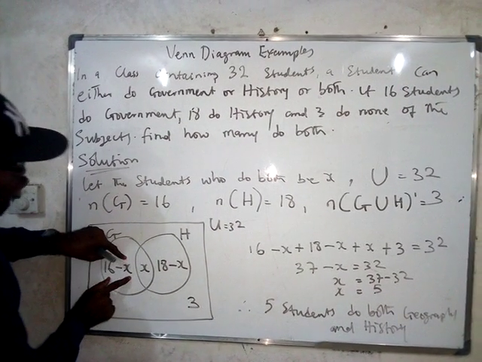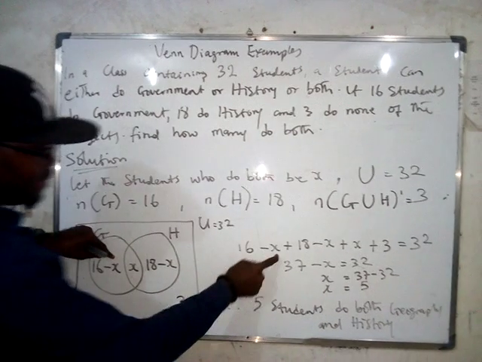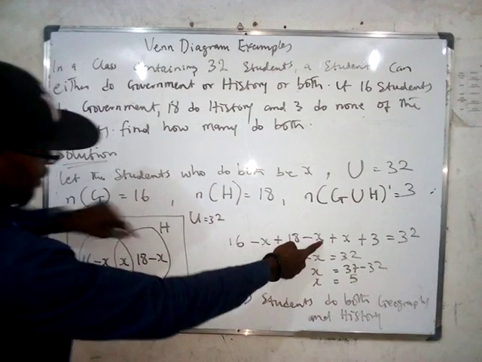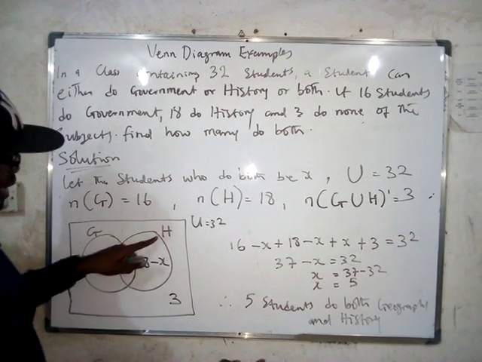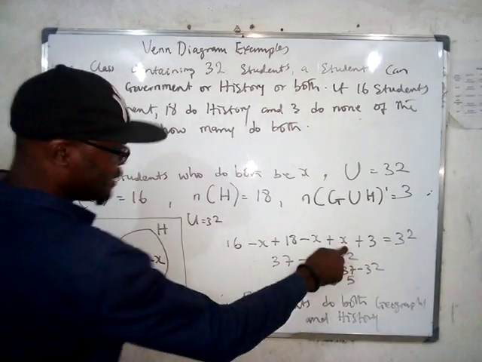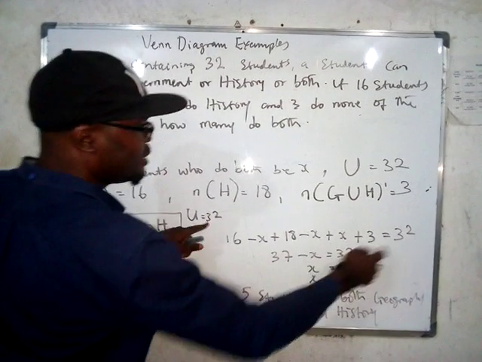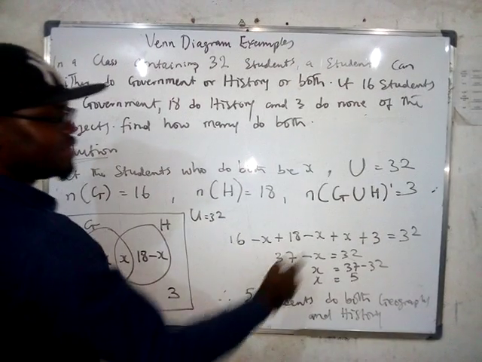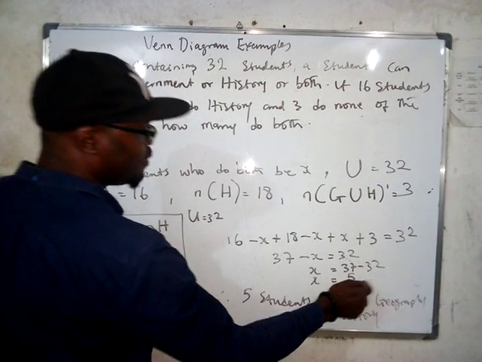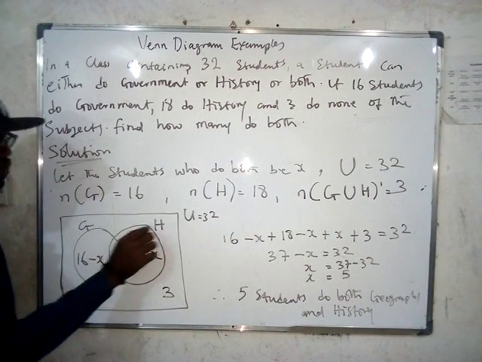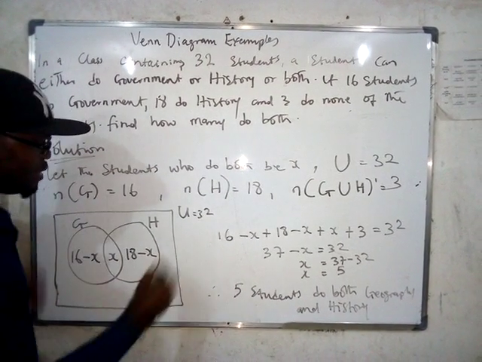People that are doing only government, 16 minus X, plus people that are doing only history, 18 minus X, plus people that are doing both history and government, X, plus people that are doing none of the subjects, 3, equal to 32. So we'll make X the subject of the formula. X will be equal to 5.